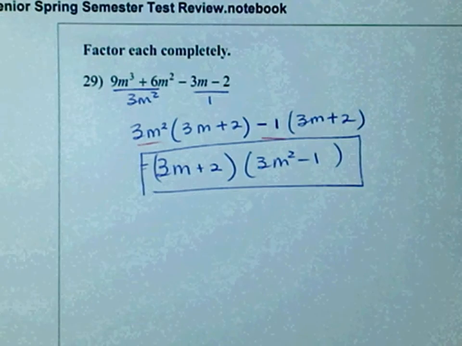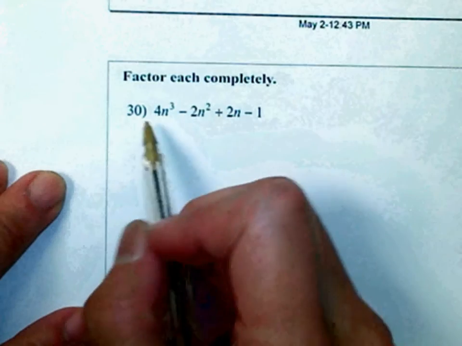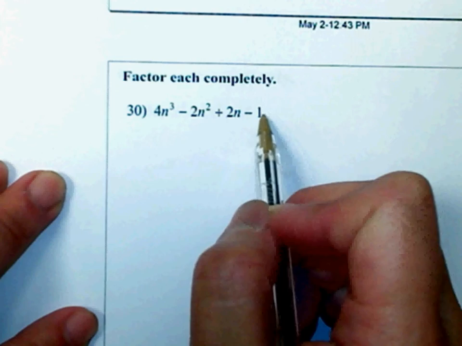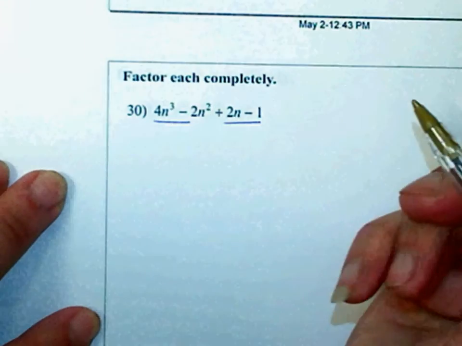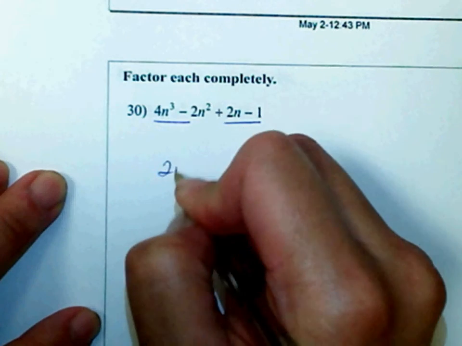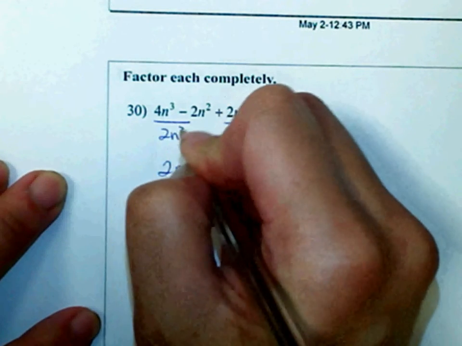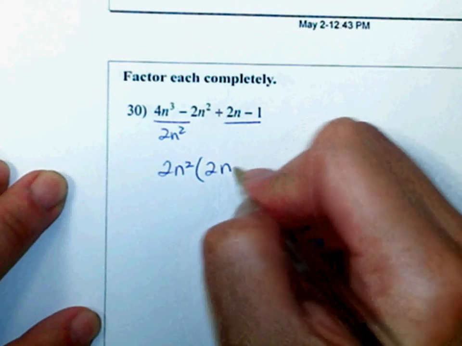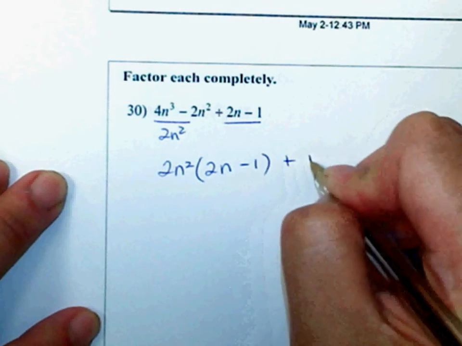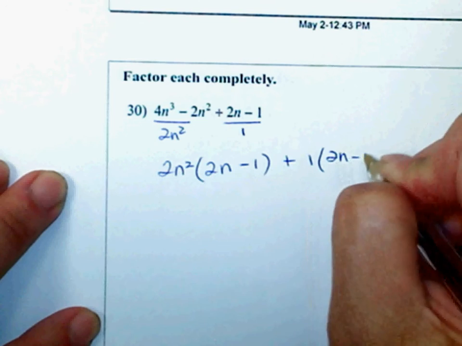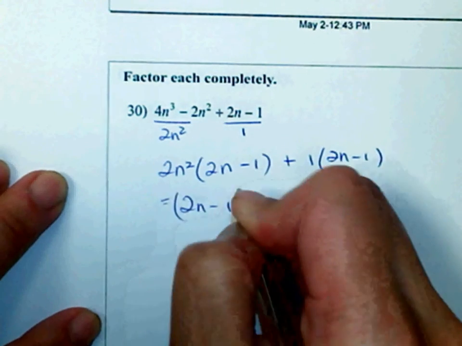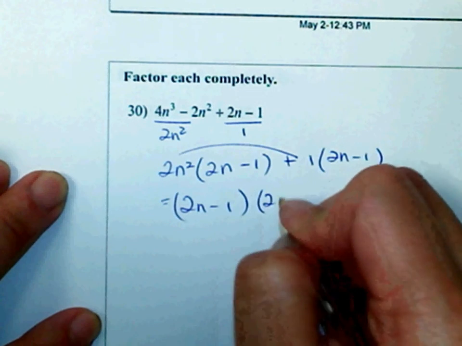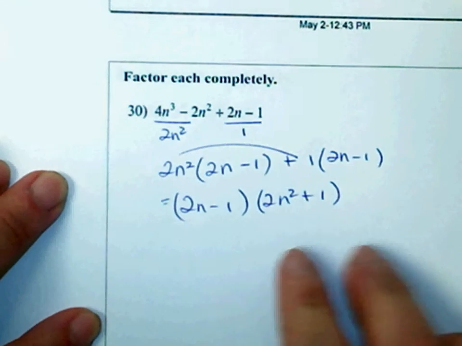Number 30. Count your terms. 1, 2, 3, 4. Nothing goes into 1, 2, 2, 2, and 4 except 1. Group the first 2, group the last 2. What do these two have in common? 2n squared. Factor out 2n squared, so you have 2n minus 1 plus, factor out a 1, 2n minus 1. See how these two are alike? Put them together. The leftovers, 2n squared plus 1. Can you break this down any more? Nope. You're not solving, so you stop right there.